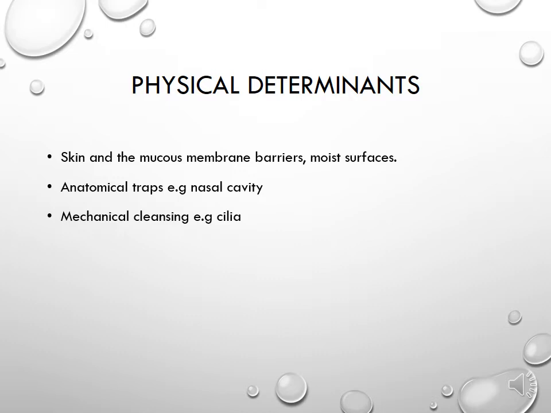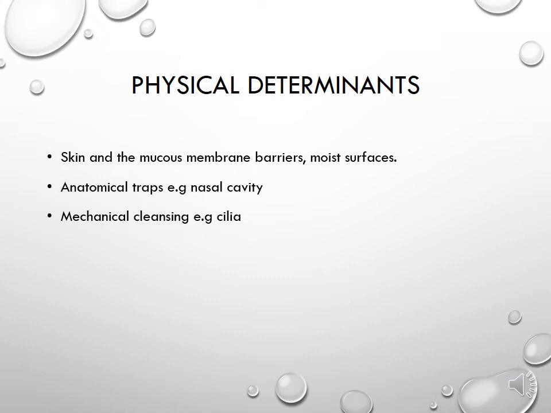The skin is a thick horny layer that covers the body, and it prevents entry of microorganisms into the body. The mucous membrane also prevents microorganisms from entering the body, and the moist surfaces also prevent entry of microorganisms. The anatomical traps, such as the nasal cavity, is composed of hairs that also trap microorganisms to prevent them from entering into the trachea and into the lungs.